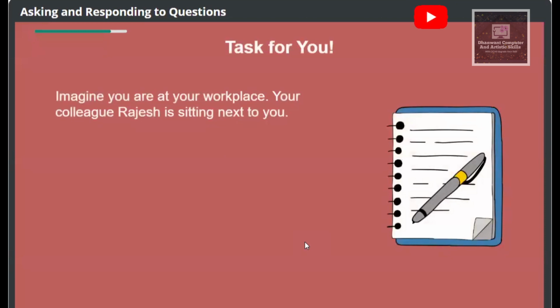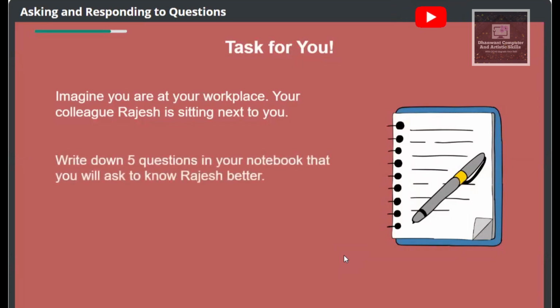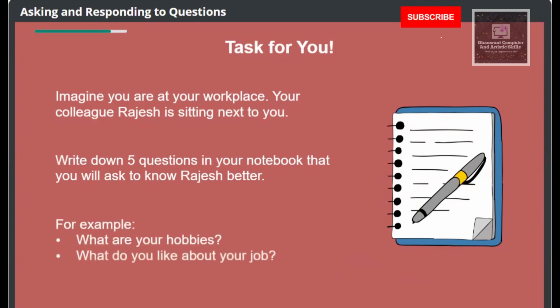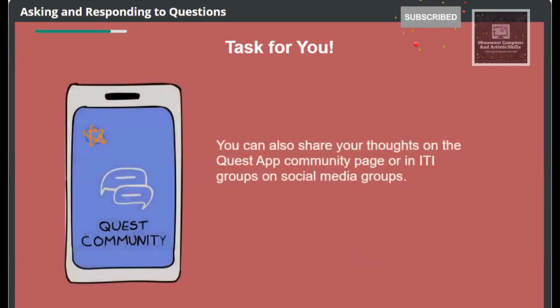Imagine you are at your workplace. Your colleague Rajesh is sitting next to you. Write down 5 questions in your notebook that you will ask to know Rajesh better. For example, what are your hobbies? What do you like about your job? You can also share your thoughts on the Quest app community page or in ITI groups on social media groups.